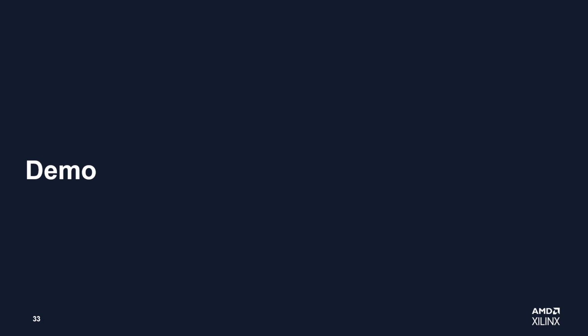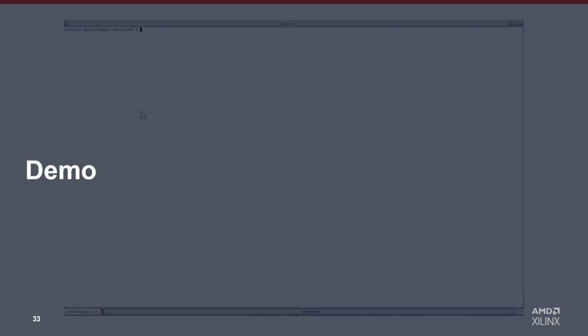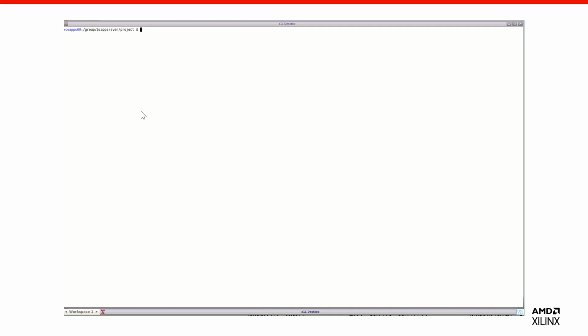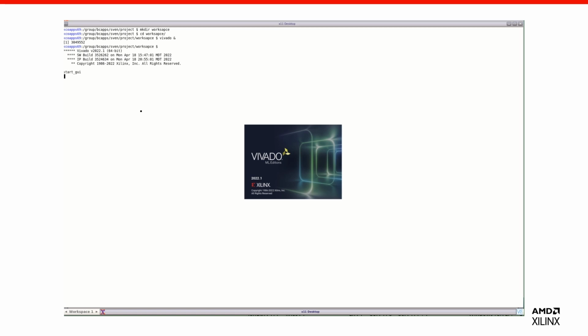Let's demonstrate the simplified platform creation flow. Let's start our demo. First, create a workspace for our project. Then go to the workspace directory. Launch Vivado. Because I have already set up the Vivado and Vitis environment in my server, I can use them directly. Users need to set up the environment before using it.